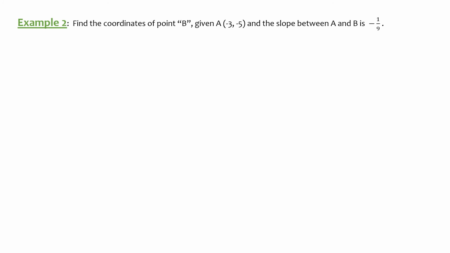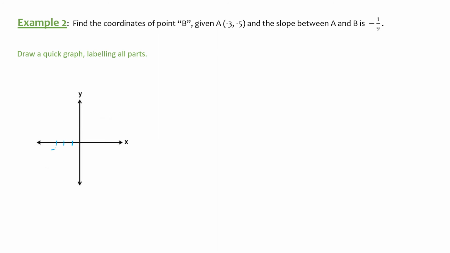Next example. Find the coordinates of point B given A is negative 3, 5, and the slope between A and B is negative 1 over 9. We're going to draw a quick graph. Again, the question didn't ask us to, but this will be very helpful to do so. So we've got A at negative 3, 5.